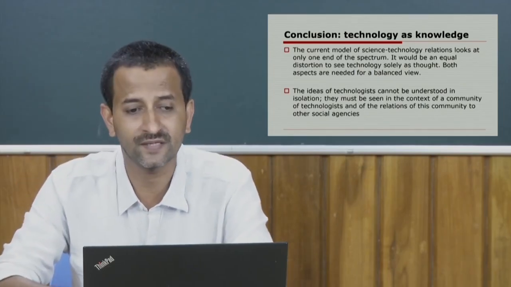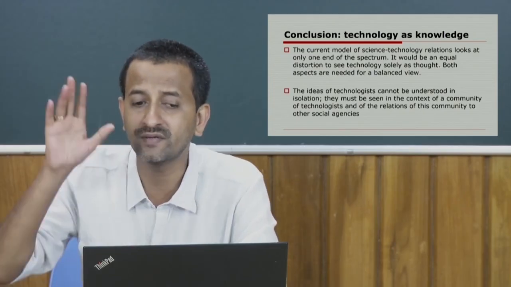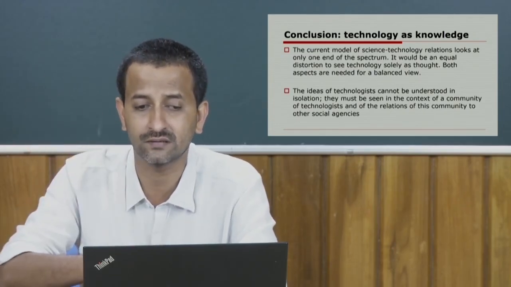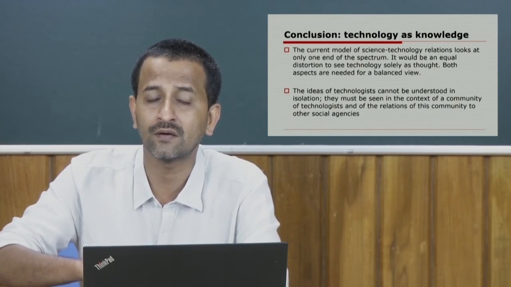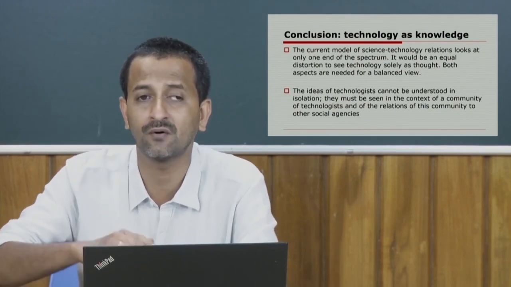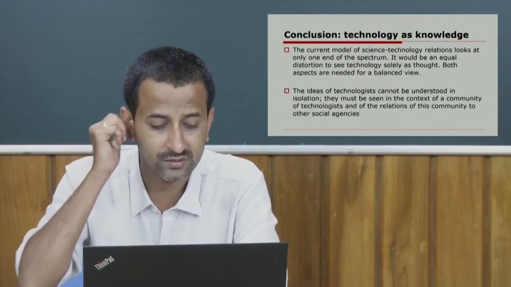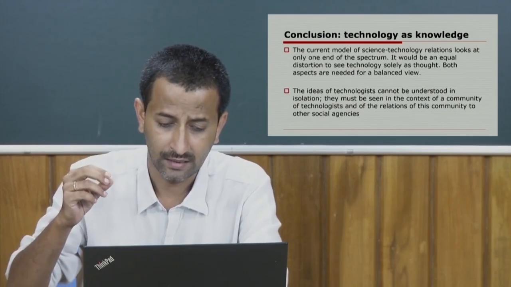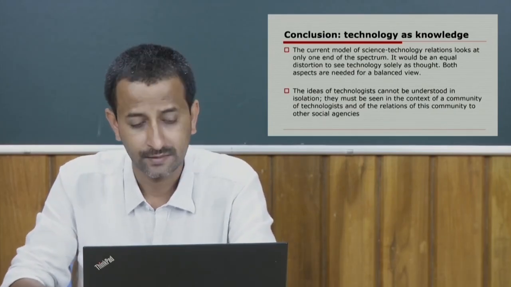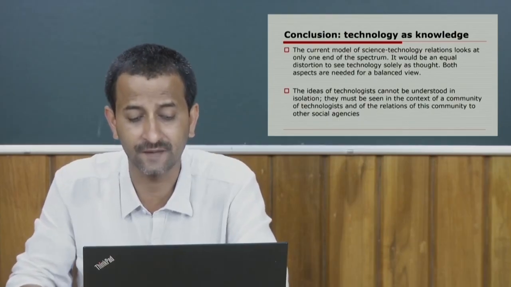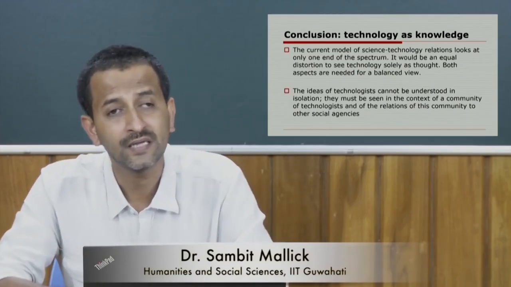The ideas of technologists cannot be understood in isolation. They must be seen in the context of a community of technologists, in the context of our economy, our culture, our polity, and of the relations of this community to other social agencies. A concern for knowledge serves to emphasize the importance of social history for the history of technology.